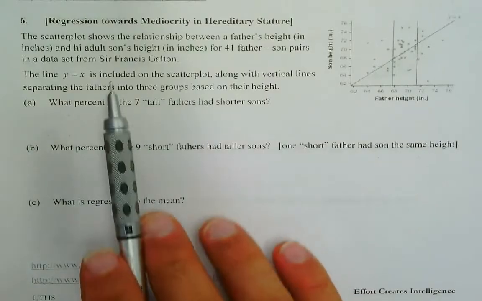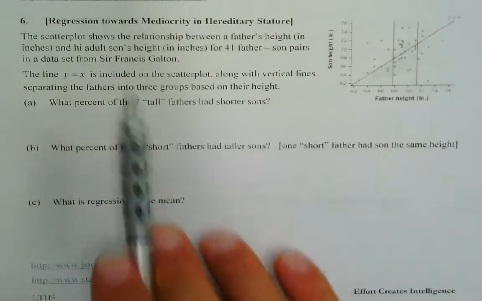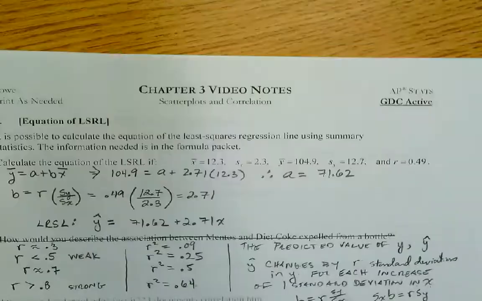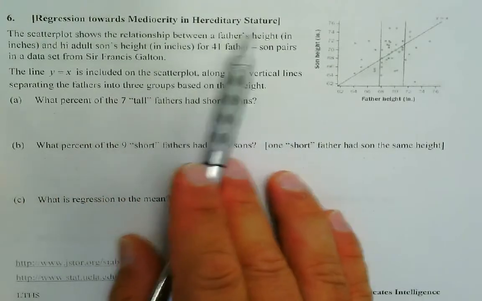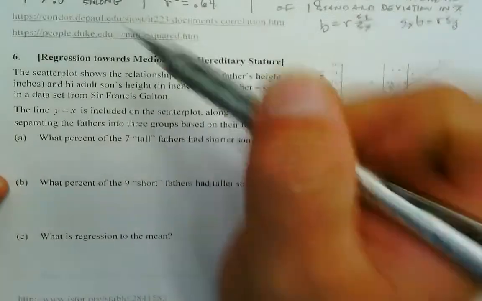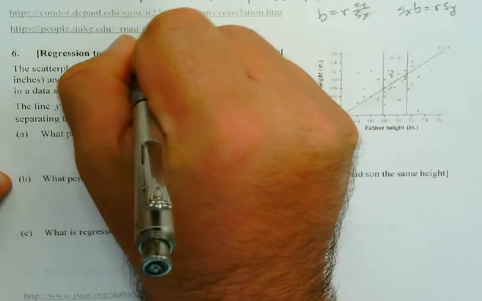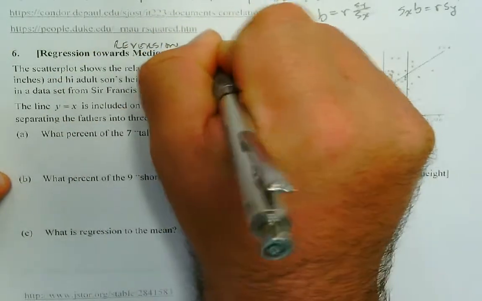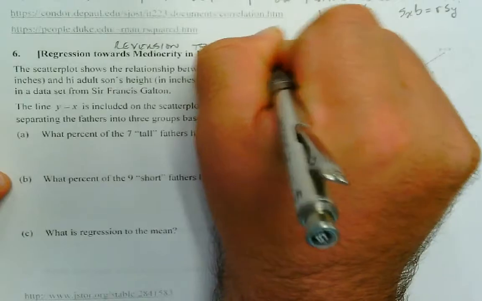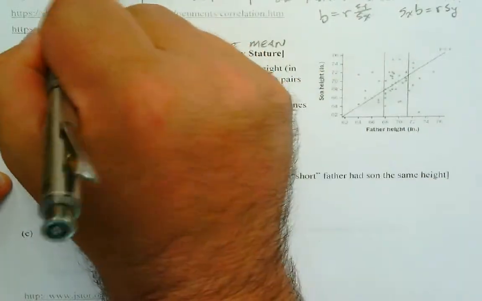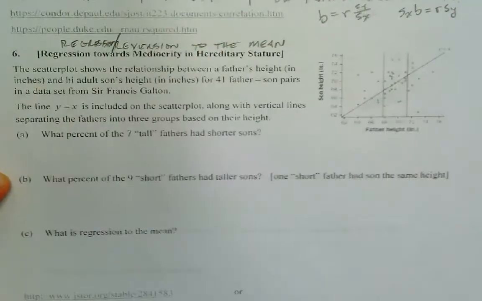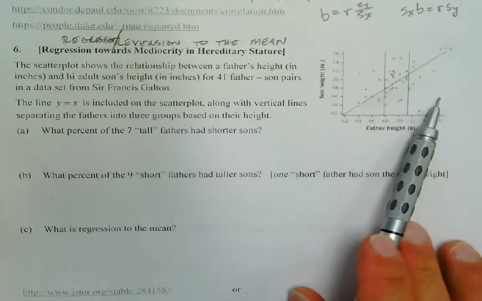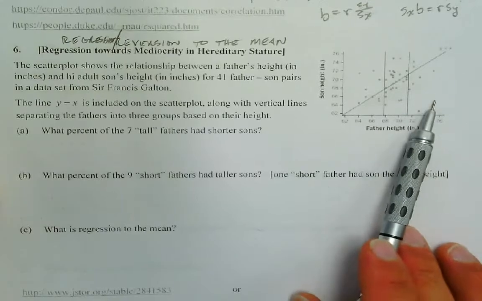Okay, our sixth video for Chapter 3, Scatterplots and Correlation. All right, we're going to talk about regression towards mediocrity in hereditary stature, also known as reversion to the mean or regression to the mean.